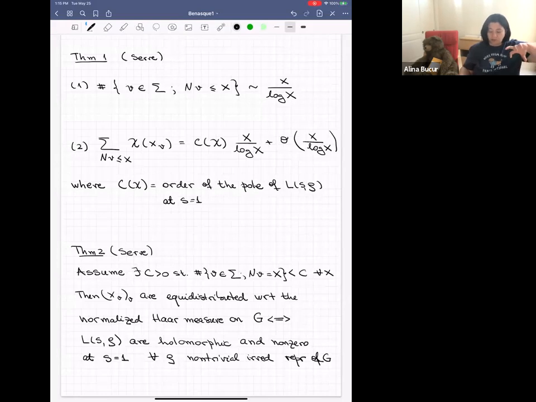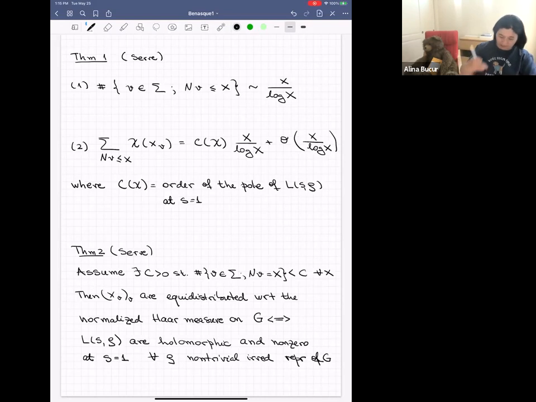And then you can use this, it is really a corollary of the first theorem, to get an equidistribution if you further assume that there is some constant such that the number of V's for which n of V is equal to a given value is always bounded by this constant. So in that case, you get equidistribution with respect to the normalized Haar measure on G if and only if the L functions of the non-trivial irreducible representations of G are holomorphic and non-zero at s equals 1. So basically that means that c of chi would be 0 for all irreducible non-trivial characters chi.